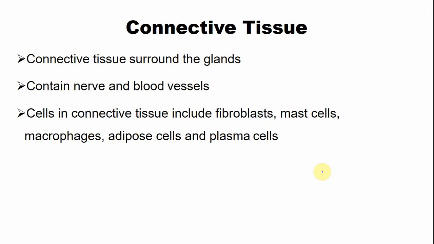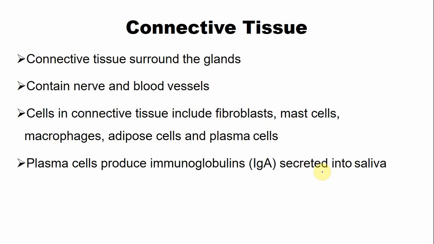The function of plasma cells is very important if you remember the composition of the saliva. The saliva contains an immunoglobulin called IgA, and this IgA is secreted by the plasma cells.